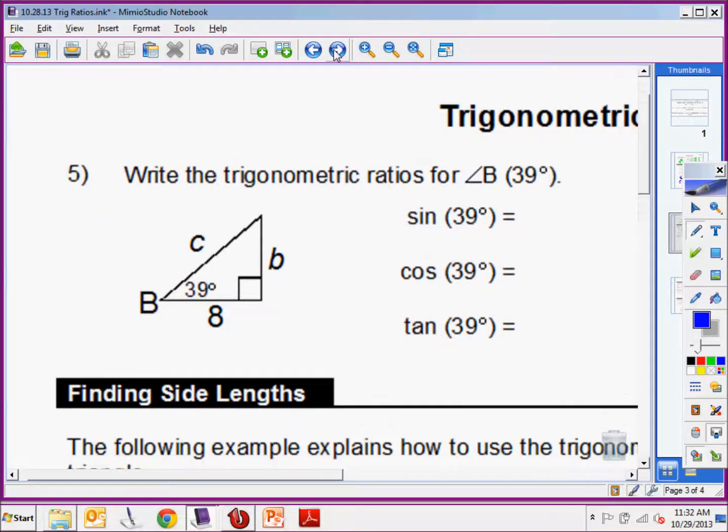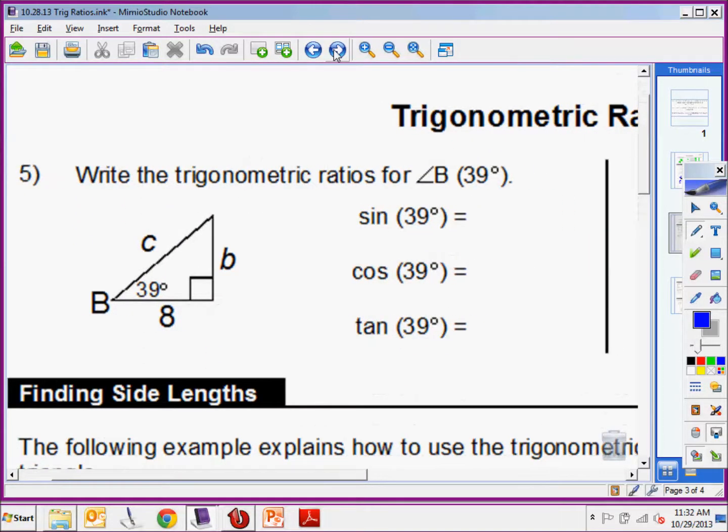All right, let's see how well you got this. Sine of 39. So where am I starting my perspective from? 39. So coming from 39, how would I find the sine of it? Opposite over hypotenuse. Okay, and what's opposite of 39 degrees? B. So it's going to be B over C, because the hypotenuse is across from the 90-degree angle. It's my longest side.